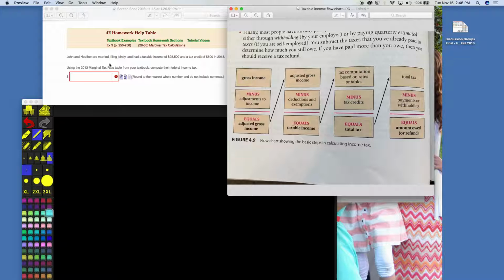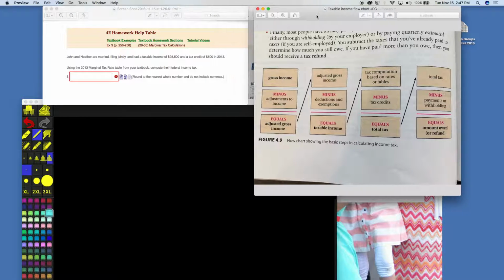Okay, so they told us that they're married, filing jointly, and had a taxable income of $98,500. So again, we're dealing with taxable income. So that means I don't have to do deductions. I don't have to do adjustments to income, like when they deposit money into a tax-free savings account. I'm just dealing with this right here. So I go straight to my computation. Now, notice they have a tax credit, but notice also that the tax credit comes after you calculate your tax.